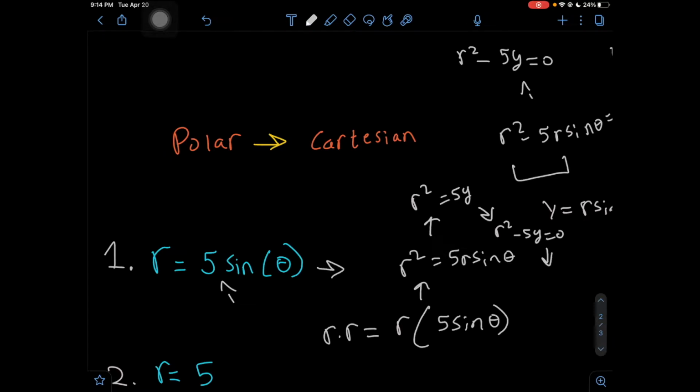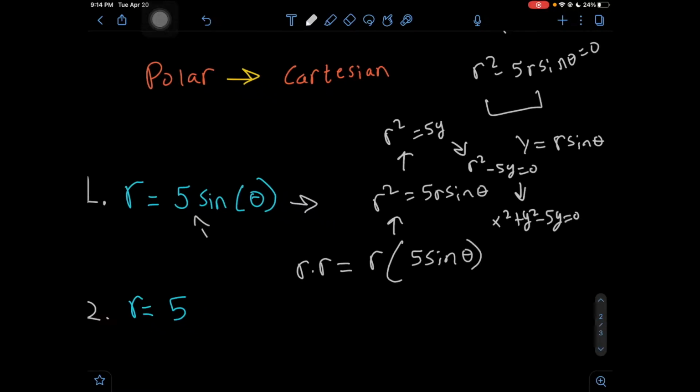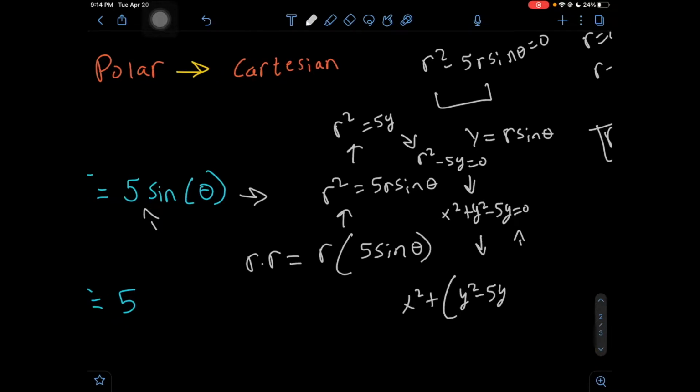And we also know that r squared is equal to x squared plus y squared. So we have x squared plus y squared minus 5y equals 0. Now what we have to do is try to set this up, right? Well, what we need to do is complete the square. So we have x squared plus y squared minus 5y. And our third term is going to be our b value, 5 for the y's, negative 5 over 2. So we have minus 5 over 2.